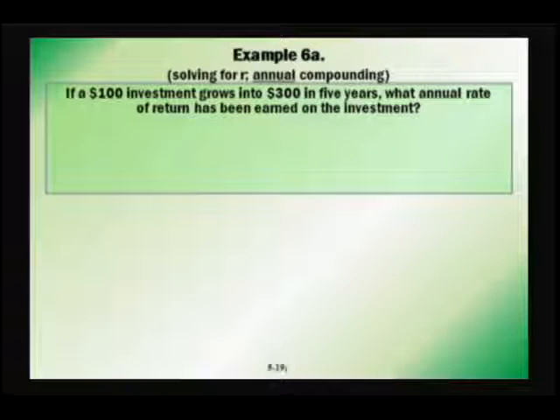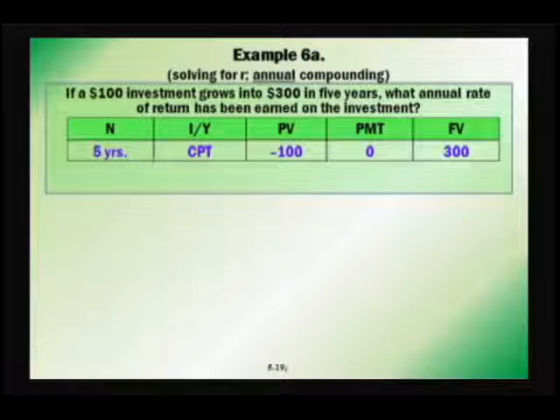I have a $100 and a $300. Which one's present? Which one is future? If a $100 investment grows to $300, think about my timeline. Earlier, I start with 100, I end with 300. So 100 will be my present value, 300 will be my future value. The 100 is a cash outflow. I'll make that negative. The 300 will come back to me as a cash inflow. That'll be a positive number.